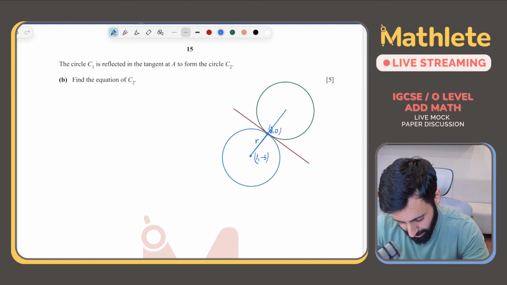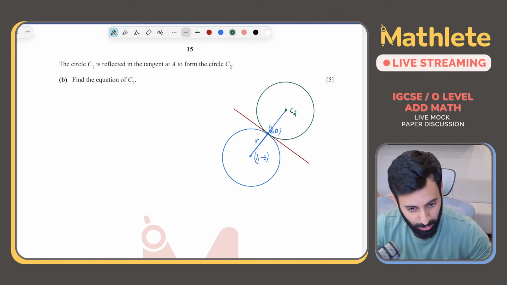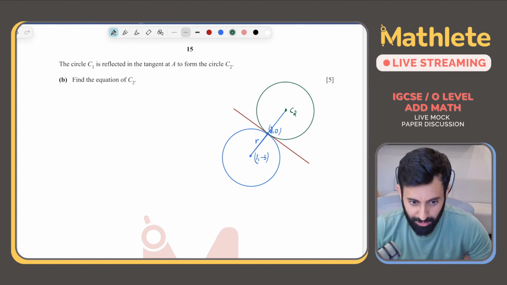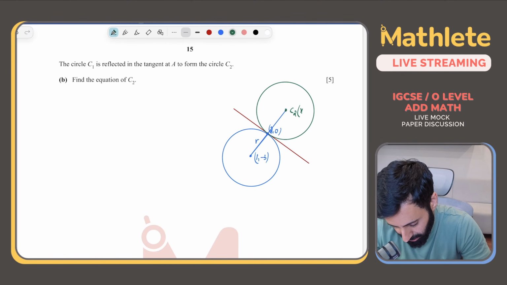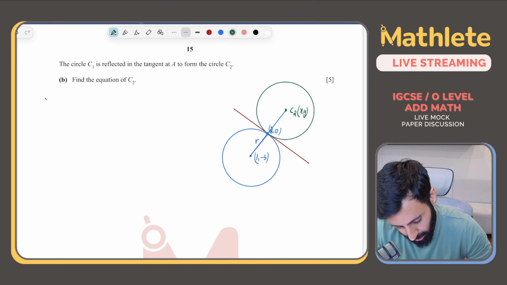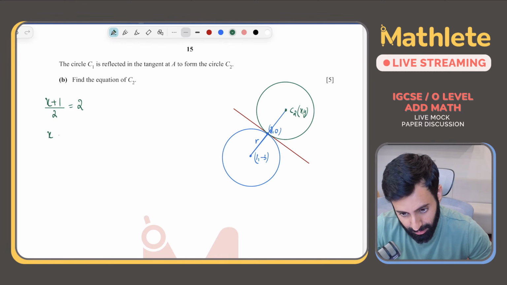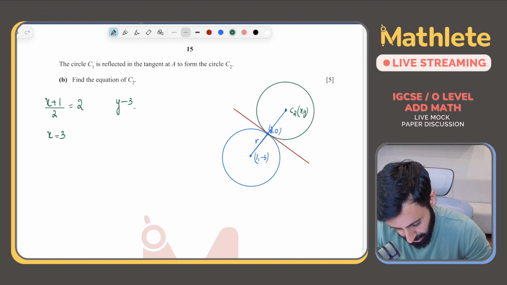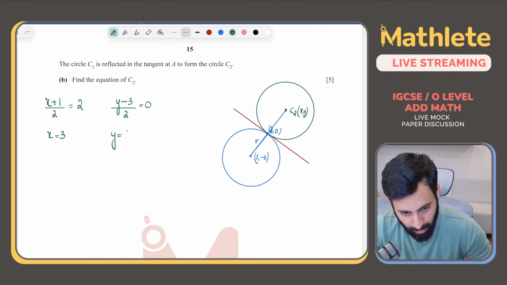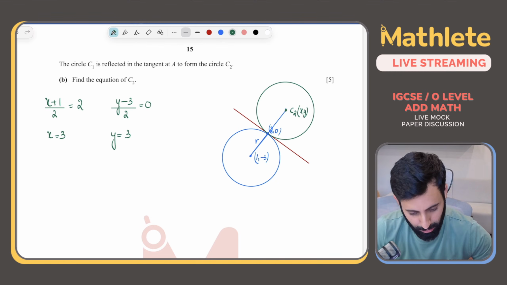Now, how will I find out the coordinates of the center? Let's call the center of the circle C2. The point on the tangent will be the midpoint. Okay, C2 ke center ke kya coordinates hain? We don't know. But we do know that if I take the midpoint of the two centers, that is x plus 1 upon 2, the x coordinate of the midpoint will be equal to 2. So the x coordinate of the center is equal to 2. Then if I find out the midpoint using the y coordinate, y minus 3 upon 2 will be equal to 0. That means the y coordinate of the center will be equal to 3.